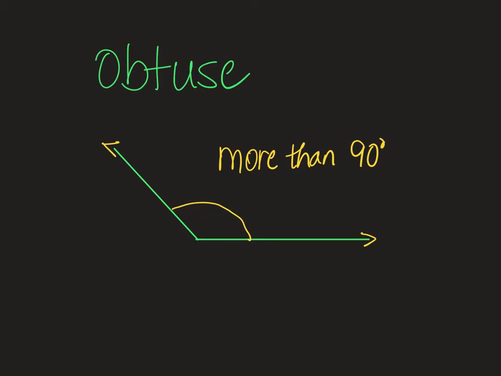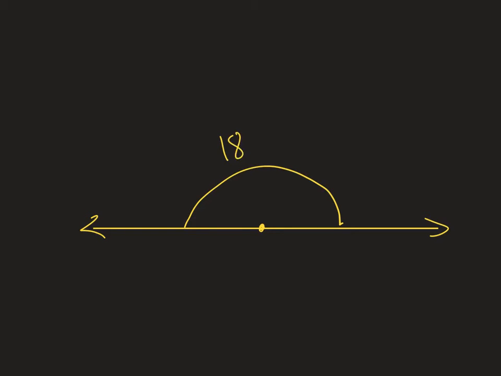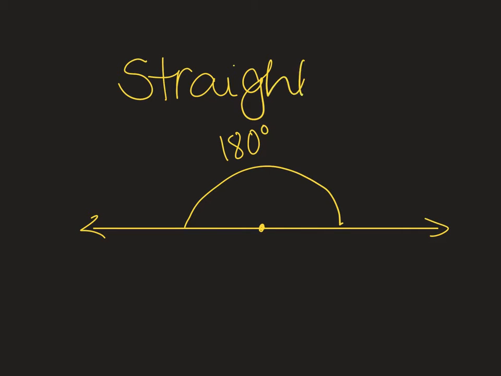So I would technically say it would be between 91 and 179, because an exact 180-degree angle is a straight angle. So anything that measures more than 90 degrees is an obtuse angle. Now, again, this is 180 degrees, and this is a straight angle. That's another angle that we'll be looking at.